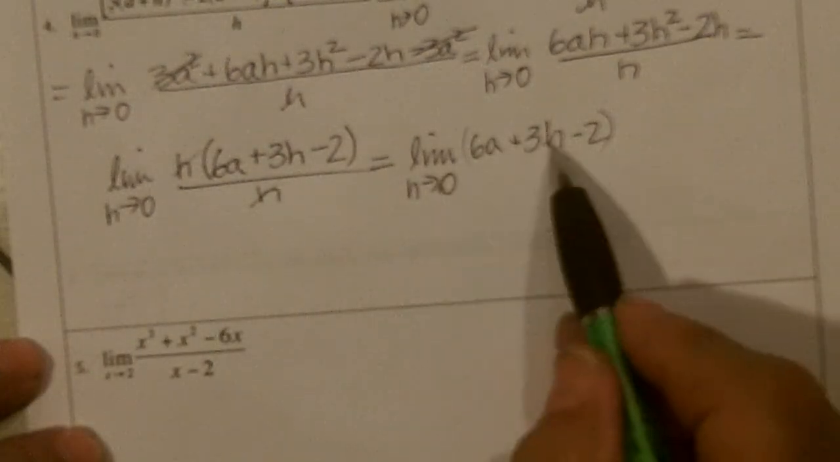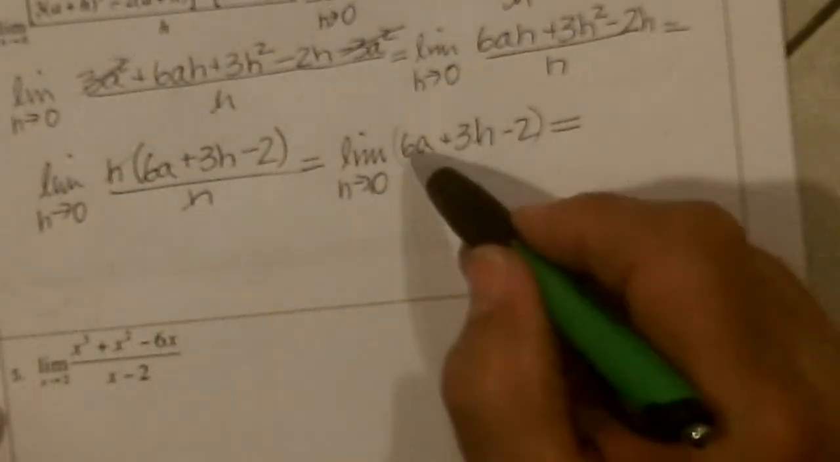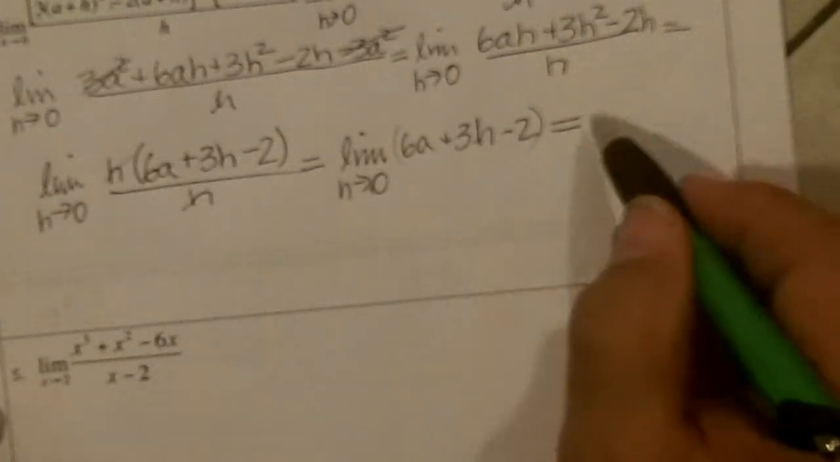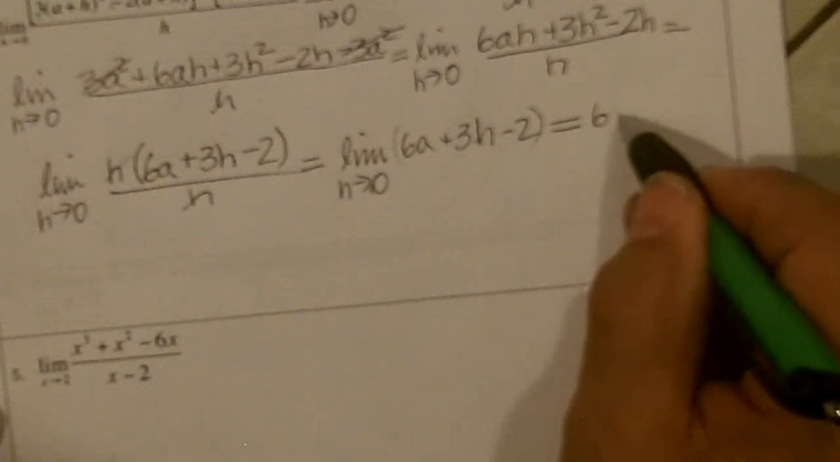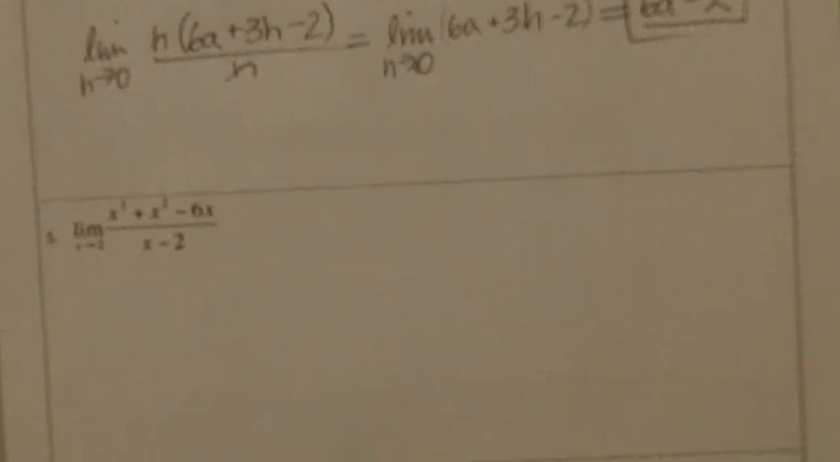And if h goes to 0, I put 0 in here, so I'm taking the limit. So this goes to 0. I don't write the limit anymore. I get 6a minus 2. It's the work I want to see done correctly.